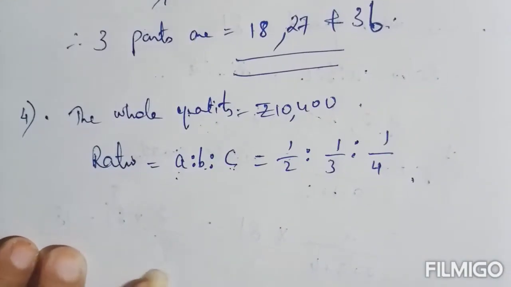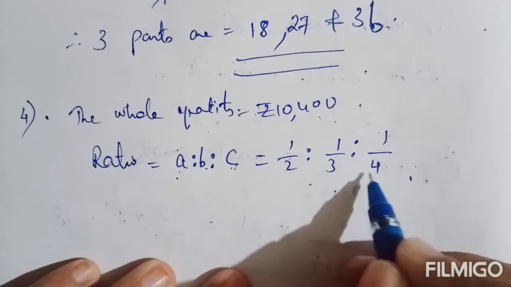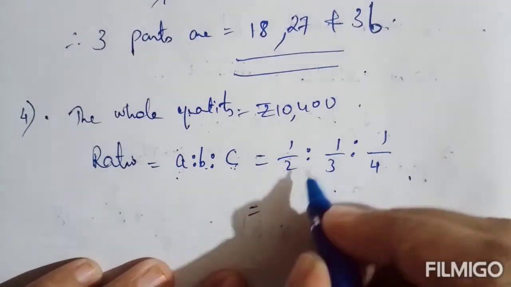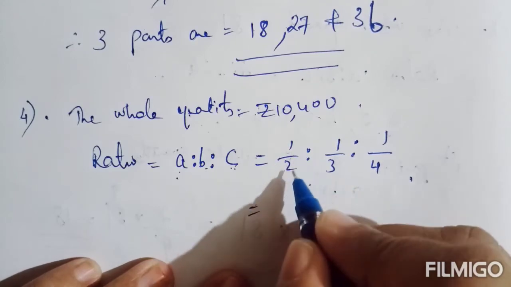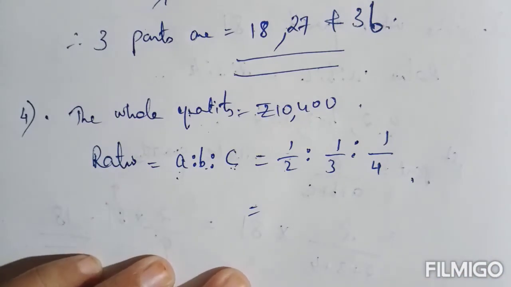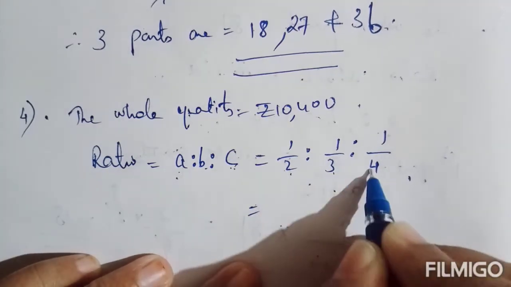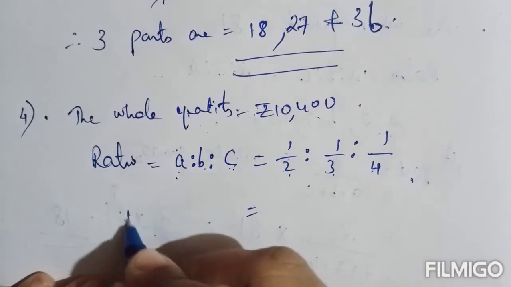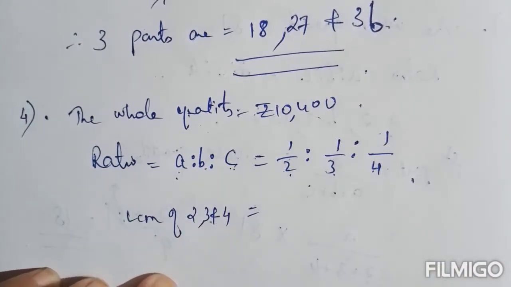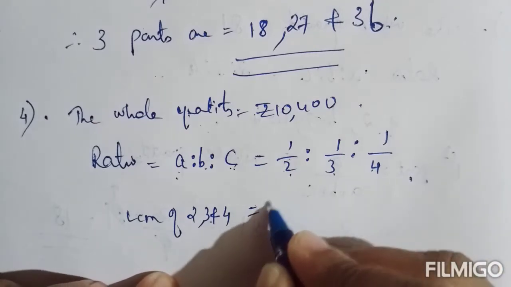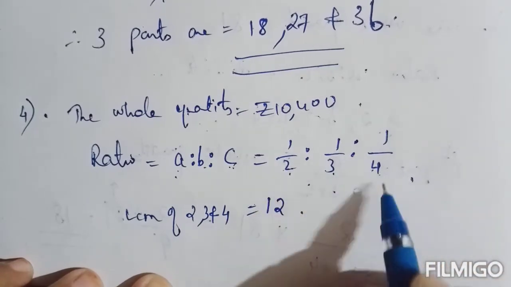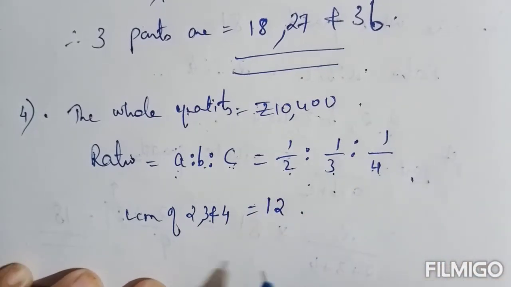Now let us write this in simplest form. How we can write this in simplest form? I told you, if the ratio is given in fractional form, you can convert that to integers form. Take the LCM of the denominator. LCM of 2, 3 and 4. What is it? It is 12. Okay, multiply each term of the ratio by this LCM. So what you will get?